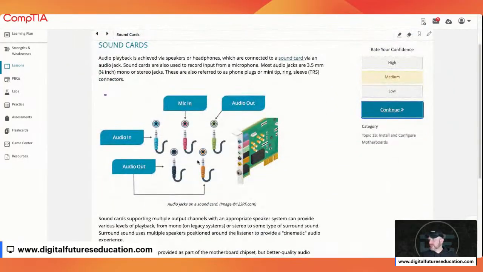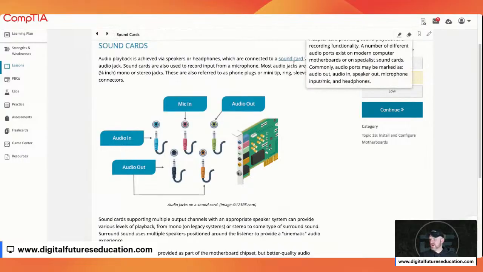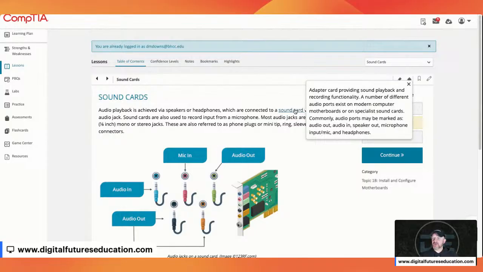And then we have sound cards. Audio playback is achieved via a speaker or headphones that connect to a sound card. A sound card is an adapter card providing sound playback and recording functionality.